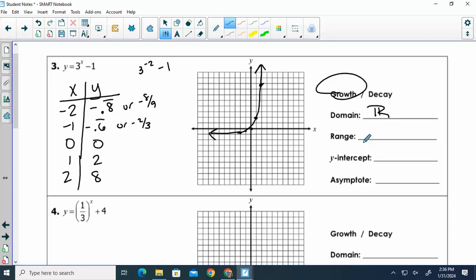Okay, but my range, this time we do have some negatives, don't we? Whereas all of these numbers are bigger than what? They're all bigger than negative 1. Yeah. That minus 1 on the end affected it. So my range would be y is greater than negative 1. Y-intercept, where do we hit the y-axis this time? 0. My asymptote, it's always going to be a horizontal line, y equals. But this time it's not y equals 0. Where is it?